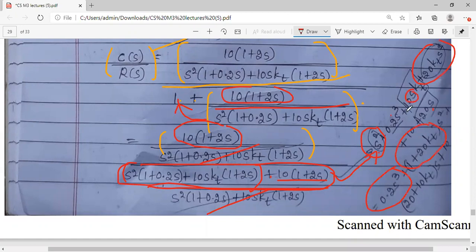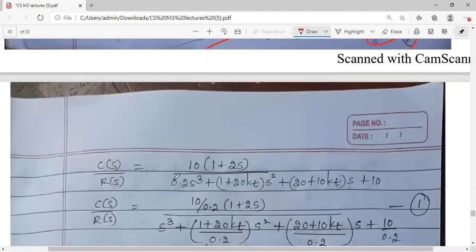Yes, here also, so 2 terms. So I have taken all the s powers same, all the terms at one place, and I have simplified it further. I have got this. You can try by yourself.